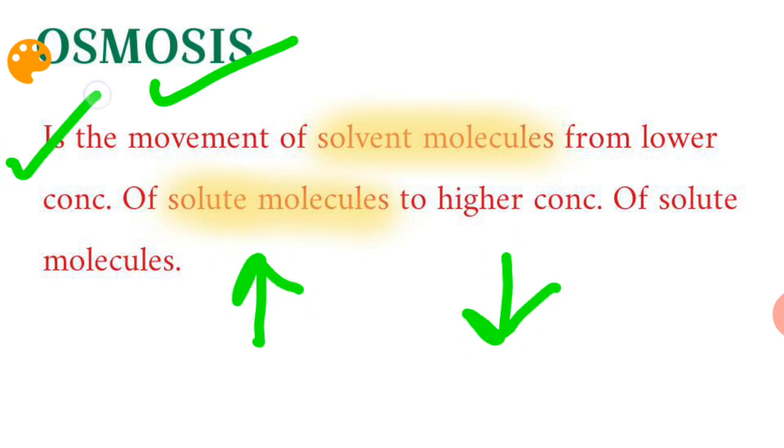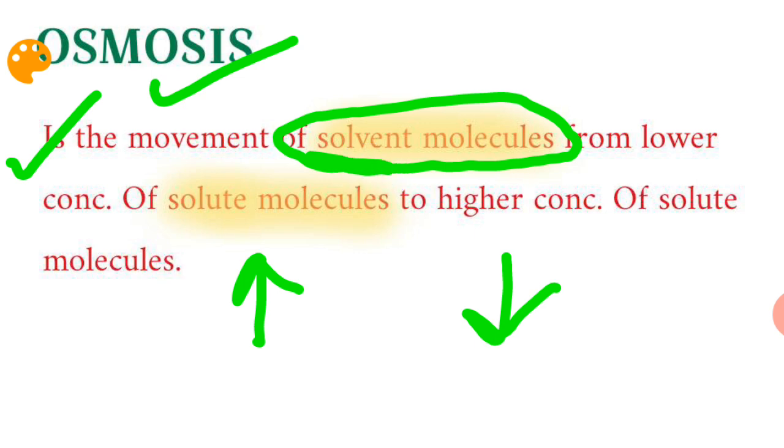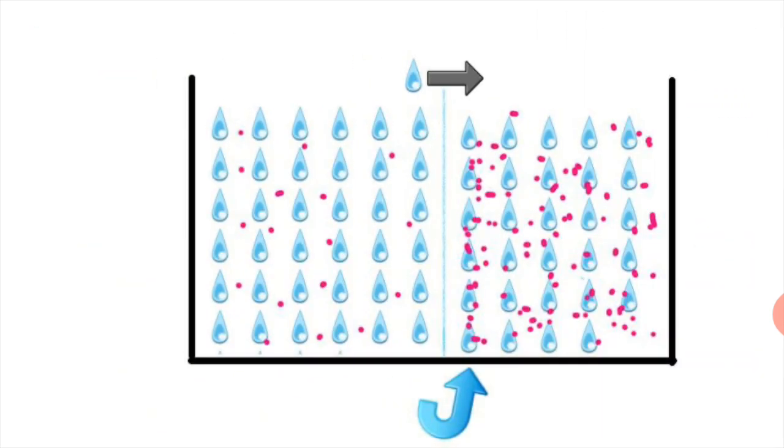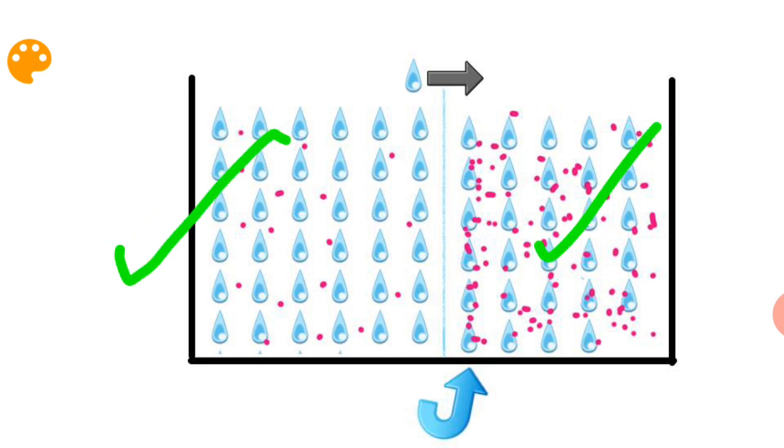Now this is the second definition of osmosis. Osmosis is the movement of your solvent molecules, like water molecules, from lower concentration of solute molecules to higher concentration of solute molecules. Now we will discuss this definition by using this slide. Here you can see that this is once again a chamber, right? And it's been further divided into two parts. Here are chamber number 1 and chamber number 2.